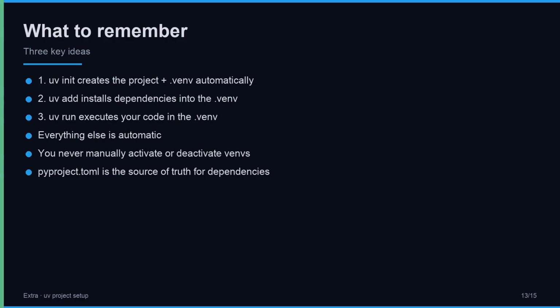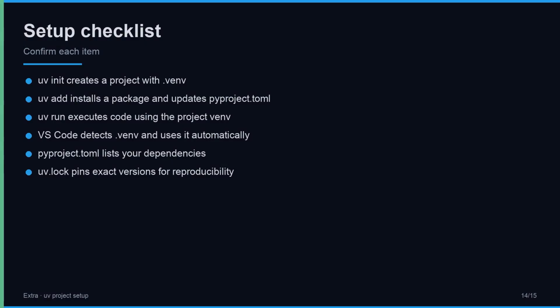If you remember 3 things from this lesson, remember these. 1. uv init creates the project and the virtual environment automatically. 2. uv add installs dependencies into that virtual environment. 3. uv run executes your code using that virtual environment. Everything else is automatic. You never manually activate or deactivate venvs. pyproject.toml is the single source of truth for what your project depends on. Change it, add a dependency, run the code. That is the workflow.